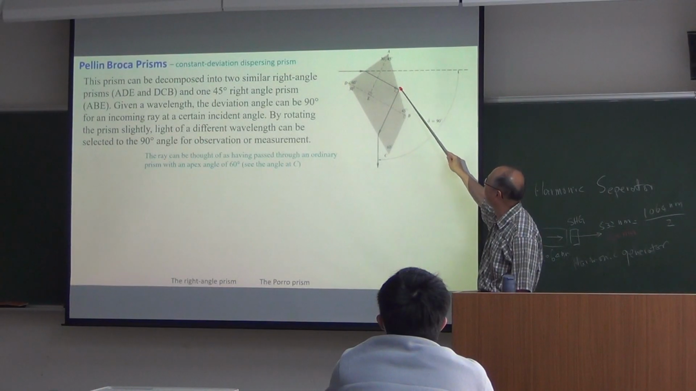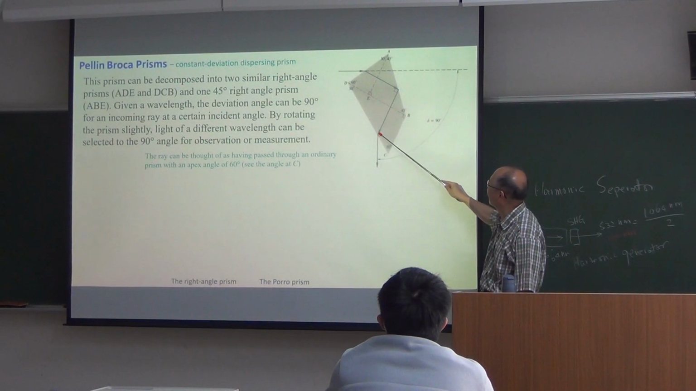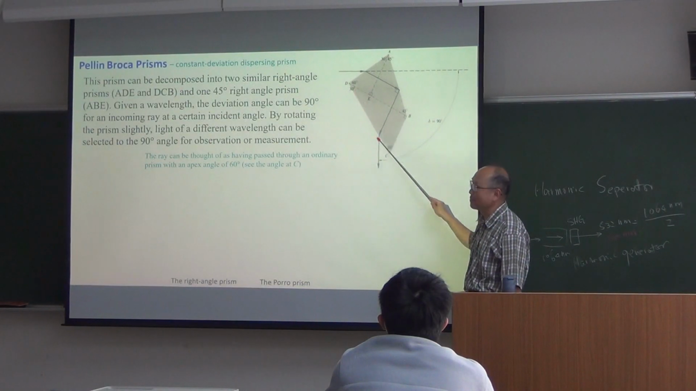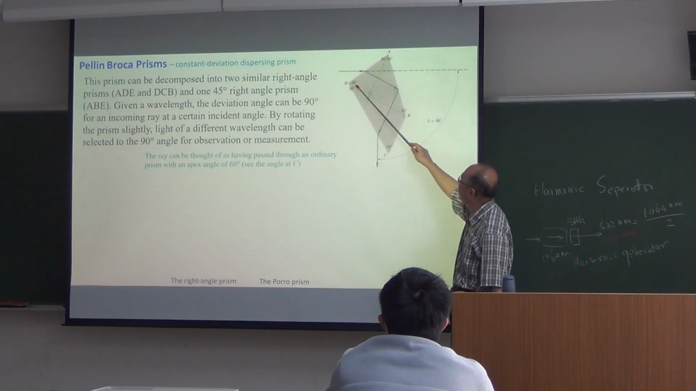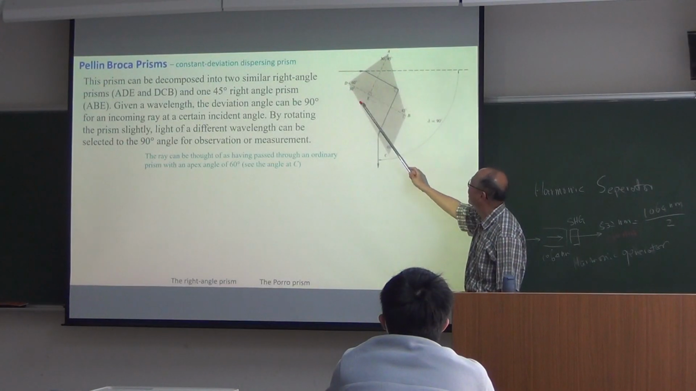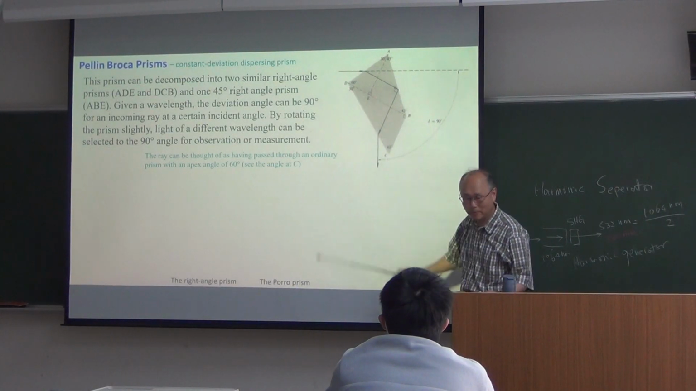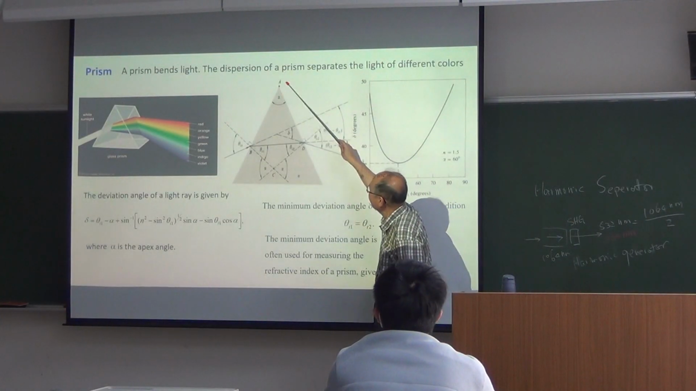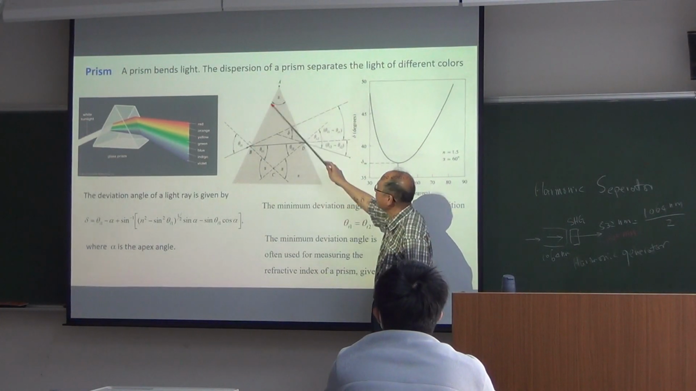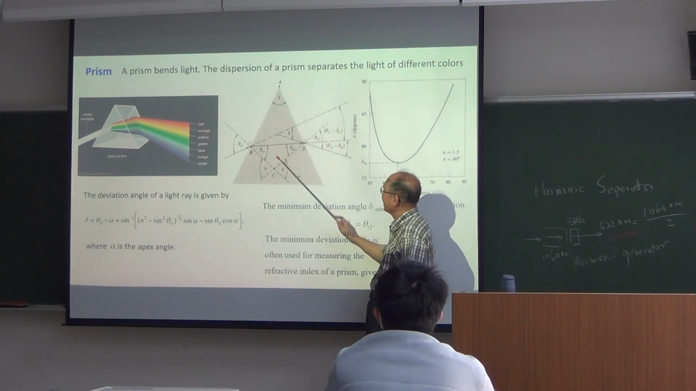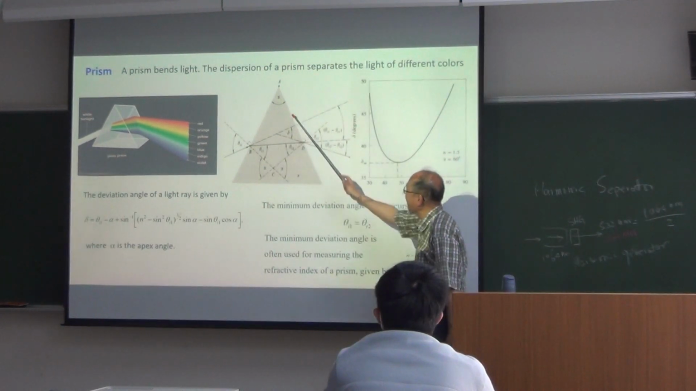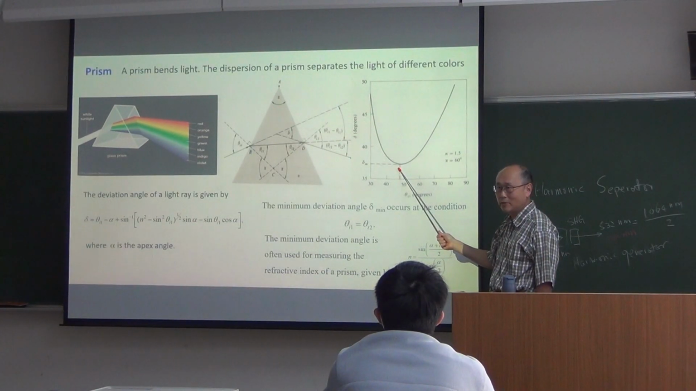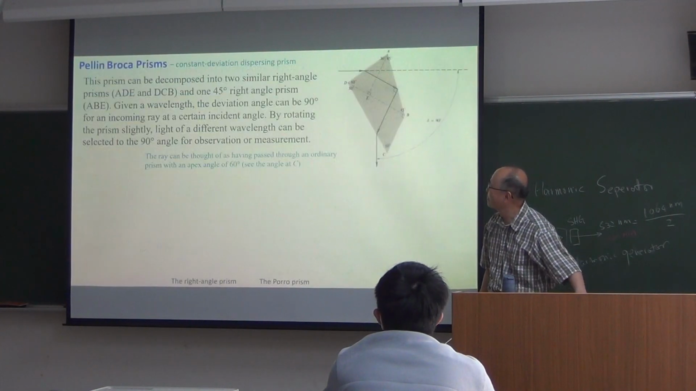And then you follow this line to the second edge of the prism. This is the first edge of the prism. This is the second edge of the prism. If you look at this construction, this is the first edge of the prism. This is the second edge of the prism. And between these two edges, there's an apex angle. So you have a minimum deviation angle. Same thing for this one.